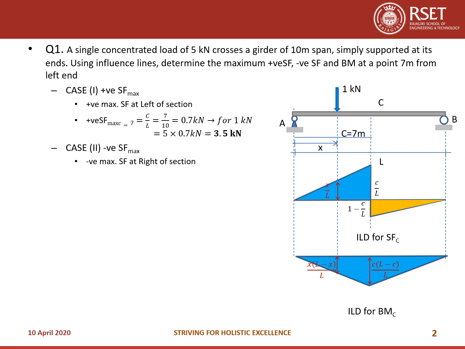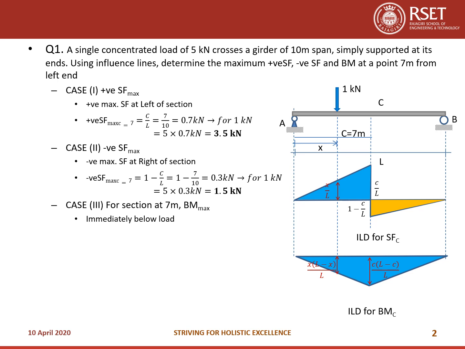Now for negative shear force, maximum is just to the right of the section, so that is 1 minus C by L, which is 1 minus 7 by 10 is equal to 0.3 kilonewtons. So for 5 kilonewtons it will be 1.5 kilonewtons. For maximum bending moment at the section, the point load has to be kept immediately on top of the section C. So bending moment is nothing but C into 1 minus C by L, that is equal to 7 into 1 minus 7 by 10 multiplied by 5. You will be getting it as 10.5 kilonewton meters.